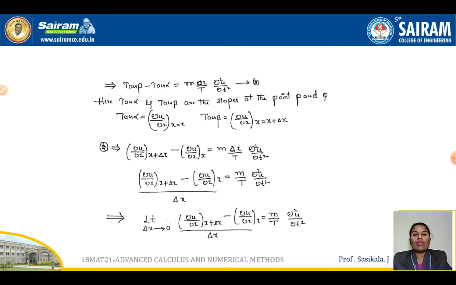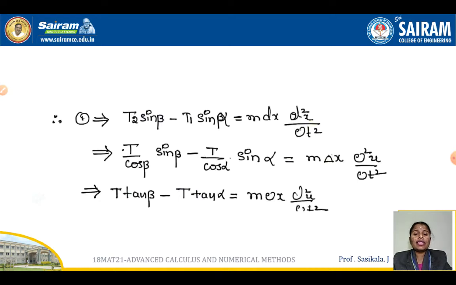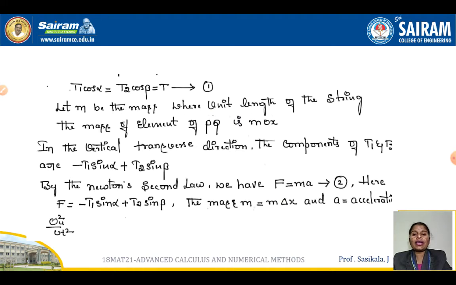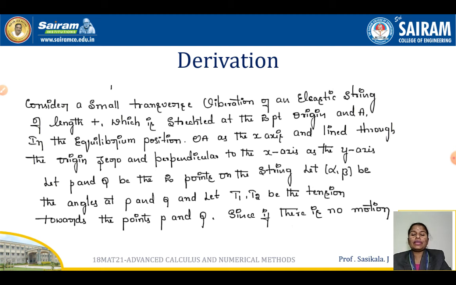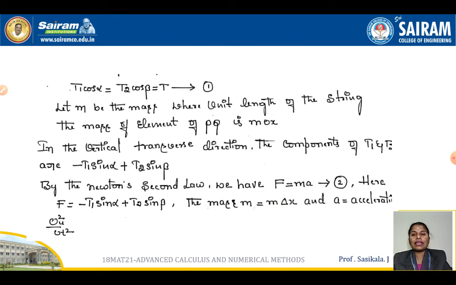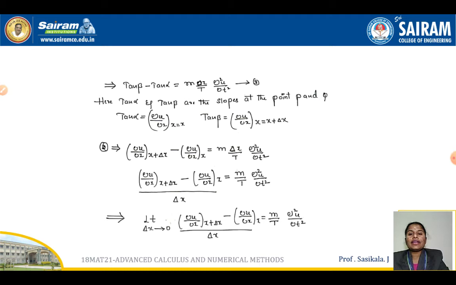Now you can see that T I can take to the right side, it will become 1 by T. Now tan alpha and tan beta are the slopes at the points P and Q. You have alpha and beta as per the graph, and tangent is nothing but the slope at the points P and Q. So tan alpha is dou u by dou x at the point x, and for beta it is x plus delta x, as per the diagram. Tan beta is equal to dou u by dou x.